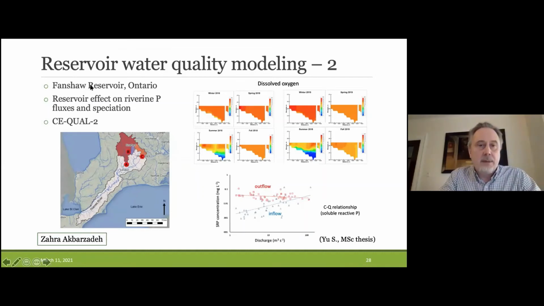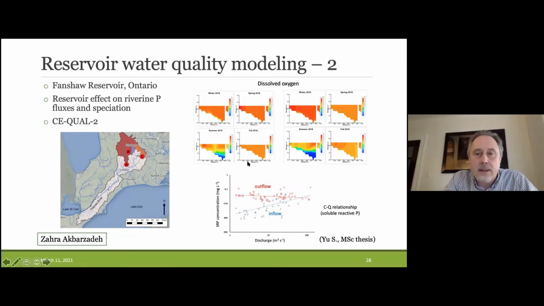So now we're talking about the Fanshawe Reservoir in Ontario. It's located on the Thames River. Remember that, because I'll continue with the Thames River and Lake St. Clair in a minute. Fanshawe is the little reservoir A here, and the study was to look at the reservoir effect on riverine phosphorus fluxes and speciation using the same modeling platform, CE-QUAL-W2. Here we used extensive data sets that were collected by another of our students over 2018 to 2019.